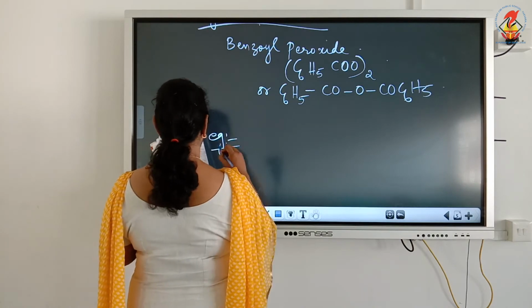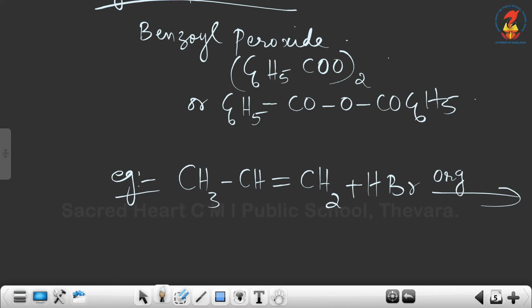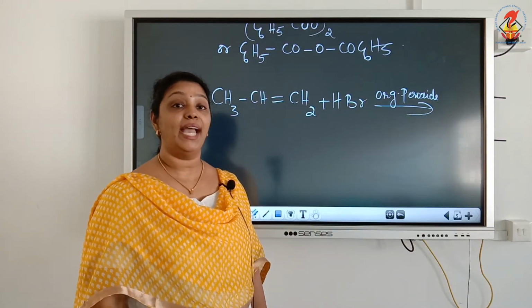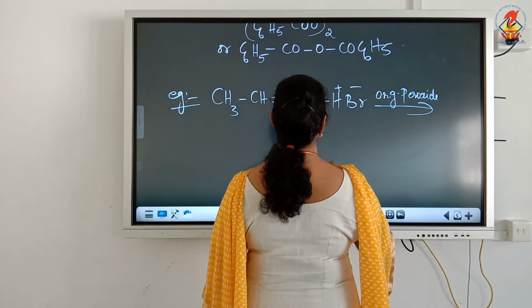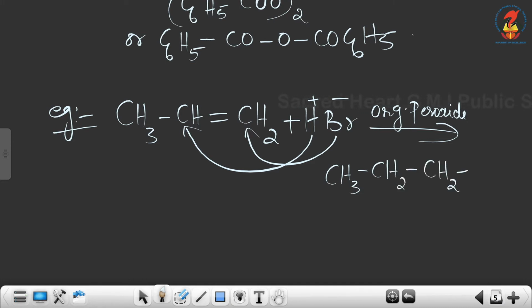Example for this. With propene we will write CH3CH double bond CH2 plus HBr. Now, I am going to write organic peroxide above the arrow. So, whenever you see organic peroxide above the arrow, or you will see benzoyl peroxide formula, then the product is written according to AntiMarkovnikov's rule. So, here we have Br minus added to the carbon with more number of hydrogen, and H plus will add to the other carbon. So, what will be the product? CH3CH2CH2Br. What is this compound? This compound is 1-bromopropane.